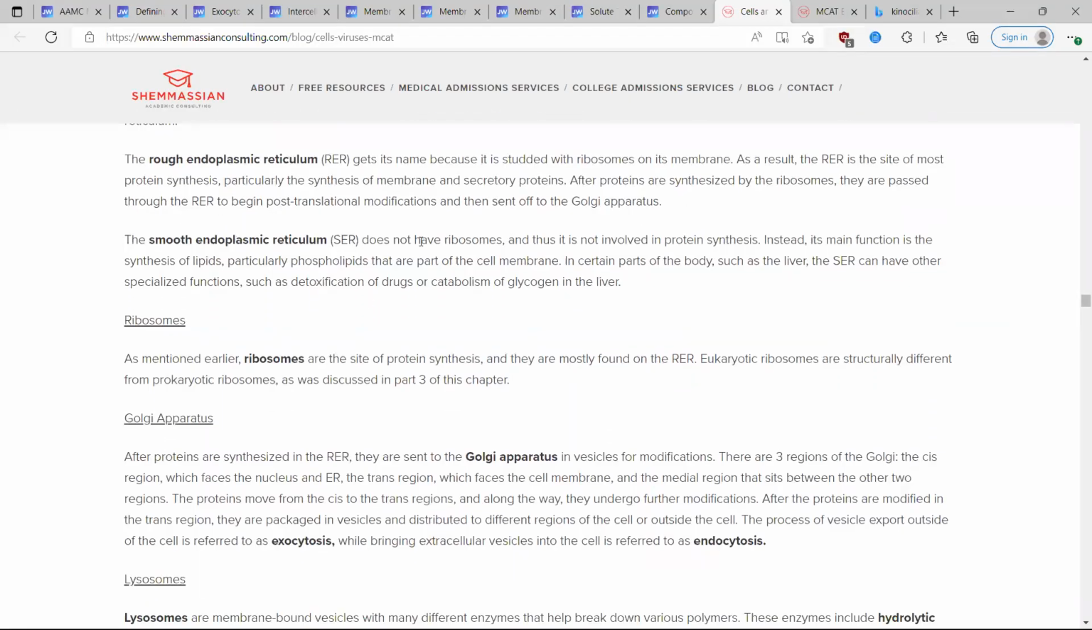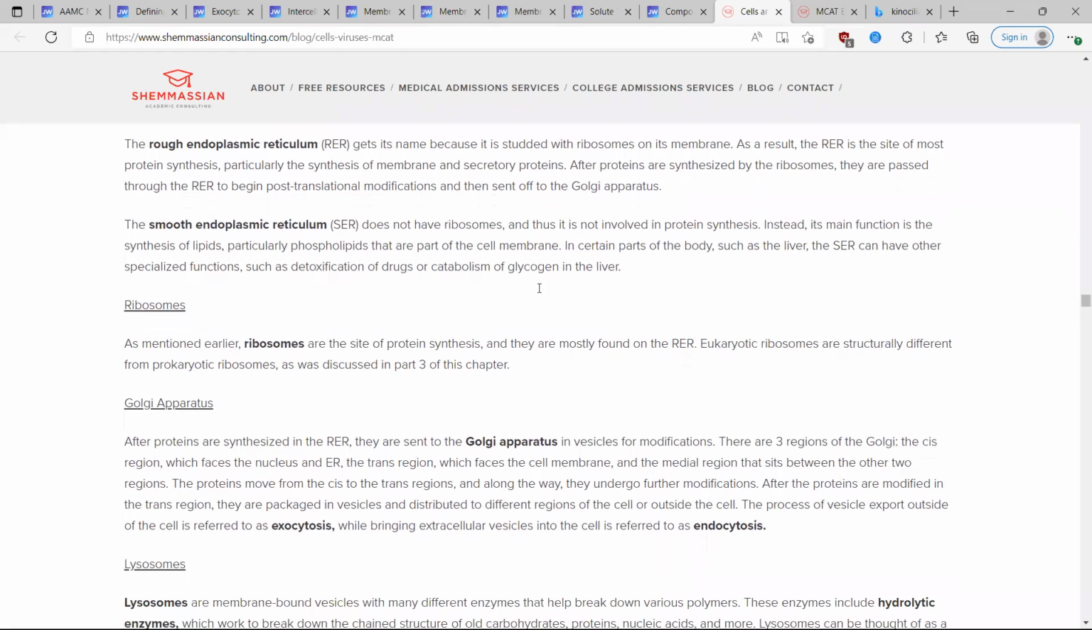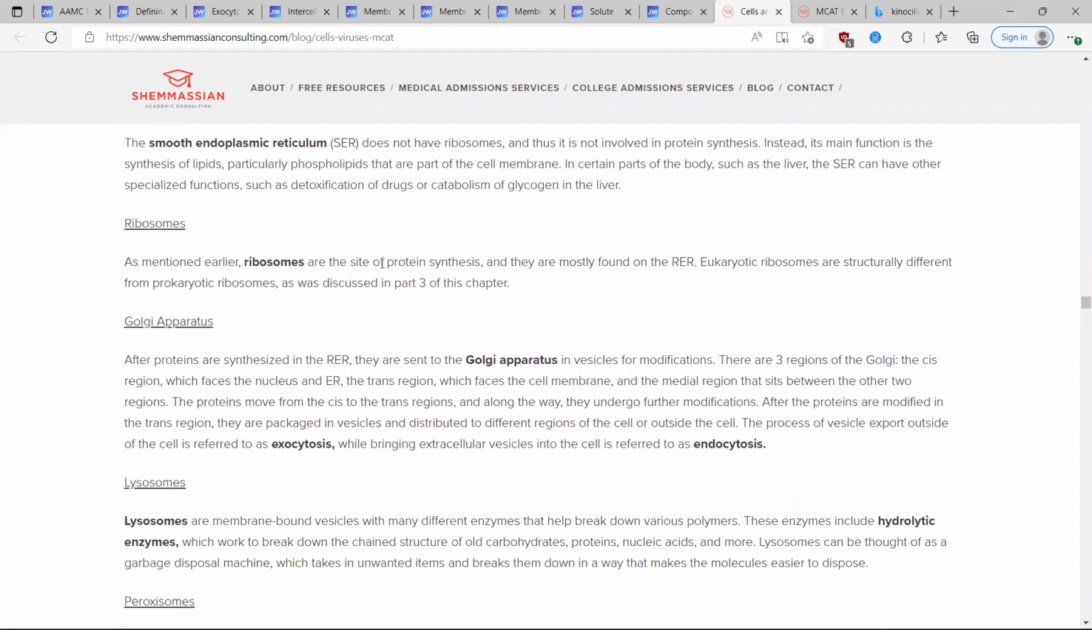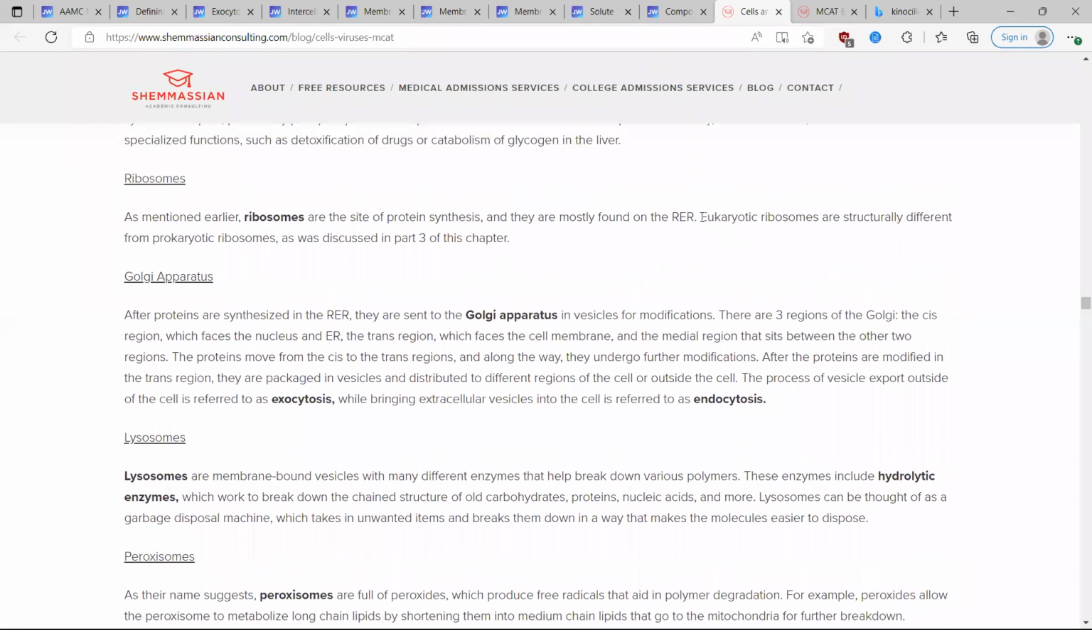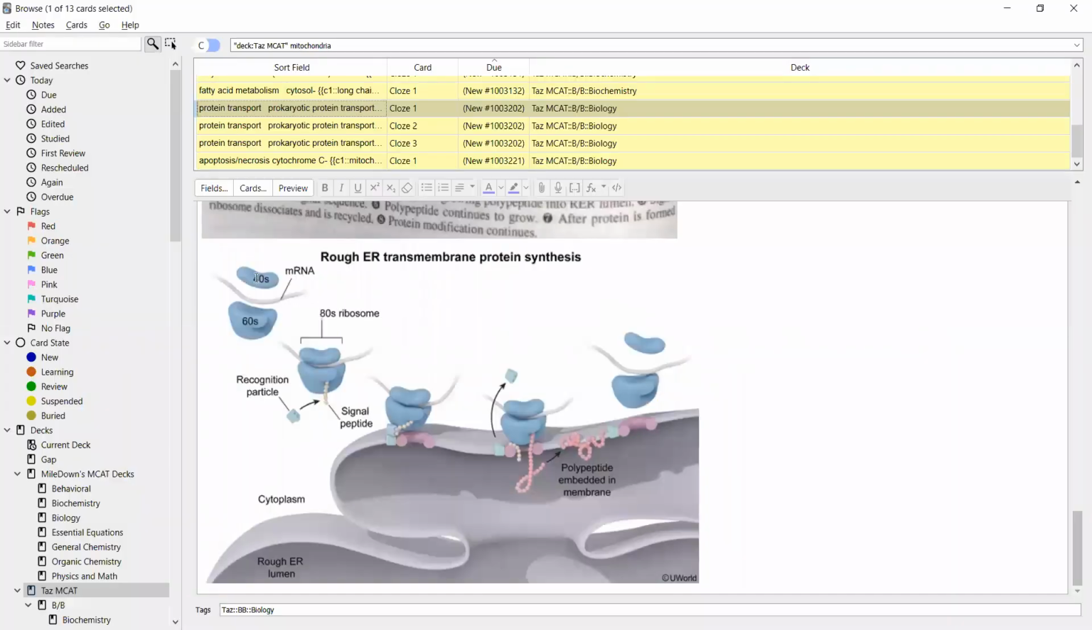And the smooth endoplasmic reticulum has no ribosomes, and it helps with synthesis of lipids. Ribosomes are the site of protein synthesis. Pretty simple. We talked about how eukaryotic ribosomes are different from prokaryotic ribosomes. Eukaryotic ribosomes have a 40 and a 60, so they're overall 80. And the prokaryotic ones are 30 and 70, and they're overall 90.